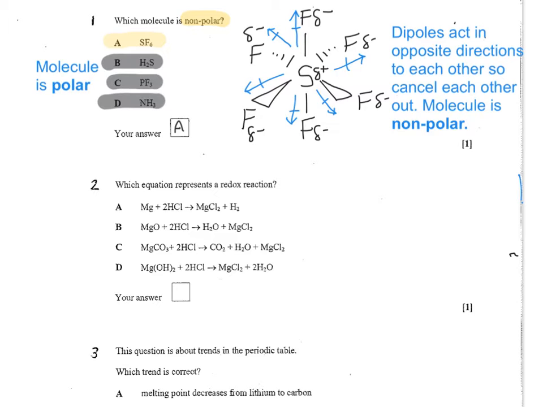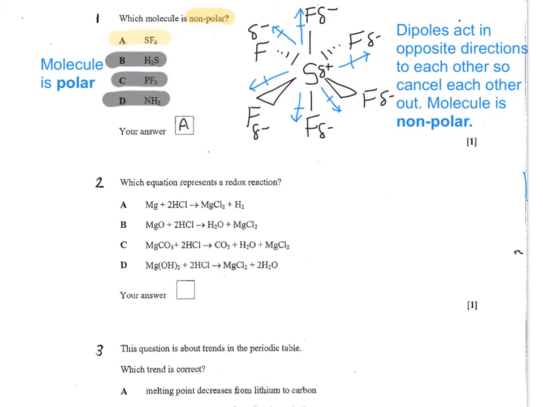Okay, so let's move on to the next one. It says, which equation represents a redox reaction? So let's highlight the bit that's most important. You could go and do the oxidation numbers for all of the reactants and products, and that would be taking quite a lot of time. Here's a handy hint.